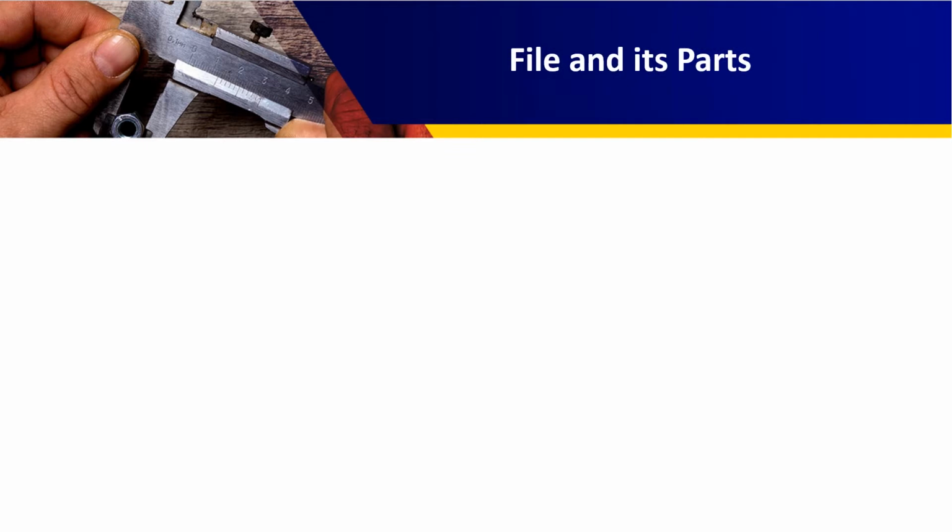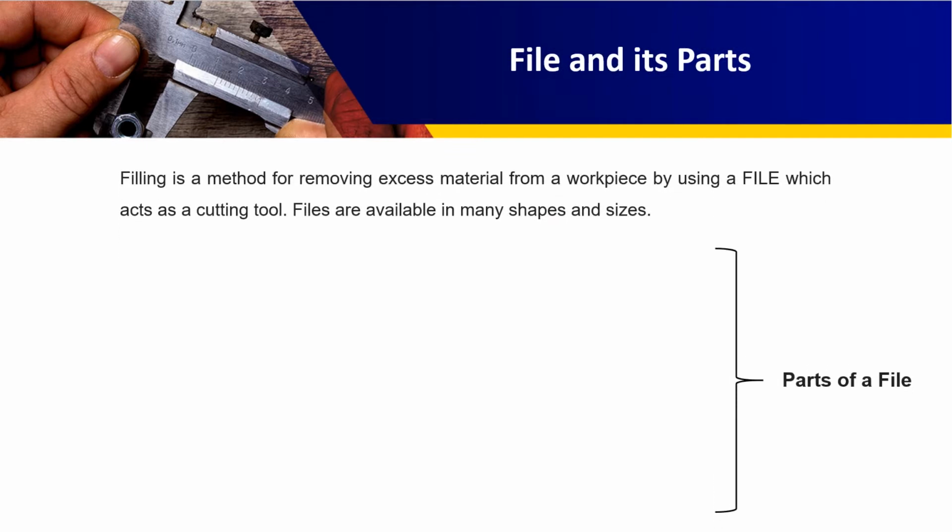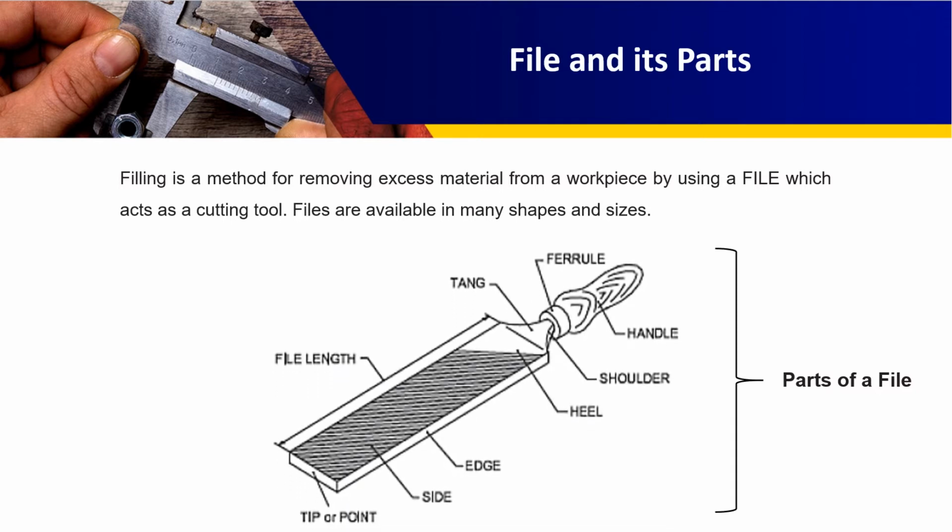Files and their parts. Filing is a method for removing excess material from a workpiece by using a file, which acts as a cutting tool. Files are available in many shapes and sizes. Parts of a file.